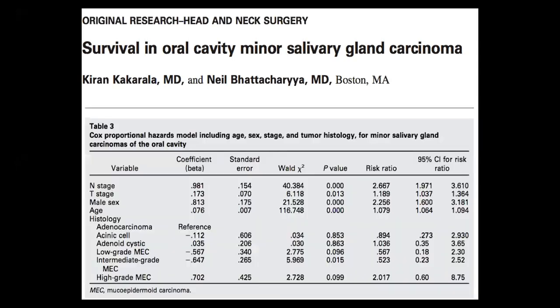Now, again, they found on multivariate analysis the significance of N stage, T stage, male sex, and age. Age was also found to be significant. They divided the age into less than 59, 59 to 73, and more than 73. And they found that those with more than 73 did poorer as compared to other age groups.